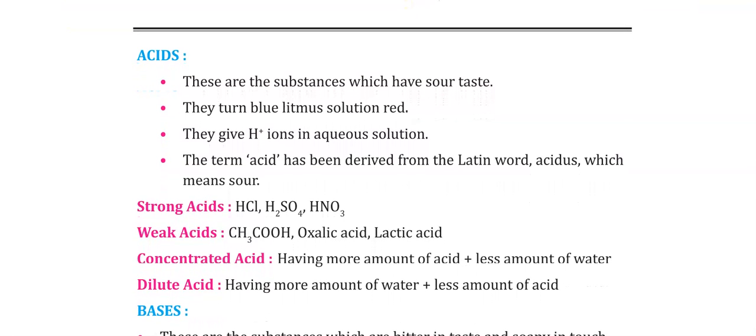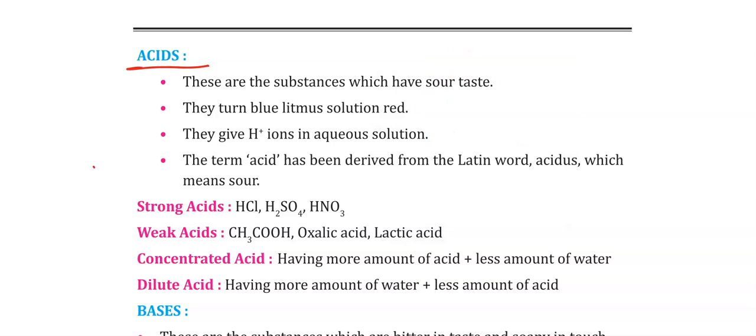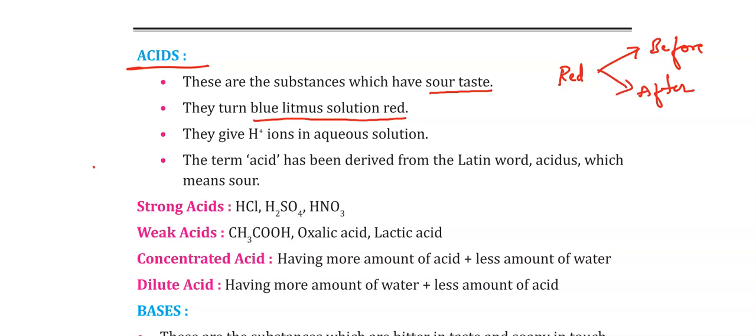Children, we'll just see some basic properties of acids. Acids are the substances which have a sour taste. So what is the taste of the acids? That is sour taste. And next point, they turn blue litmus solution to red. Remember children, whether before or after, if you get the color of the litmus as red, then we say that it is an acid.